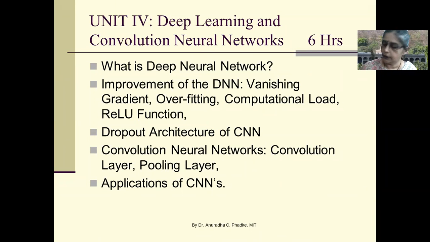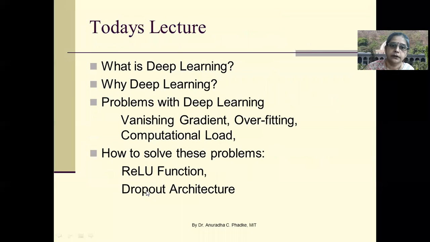Under this unit, we will be studying what is a deep neural network, and certain issues related to deep neural networks like vanishing gradient, overfitting, computational load and activation functions. Then what do you mean by dropout, architecture in case of CNN, and what is the architecture of convolution neural networks? Then we will have a look at some applications of CNN. So in today's lecture, we will try to go through these topics.